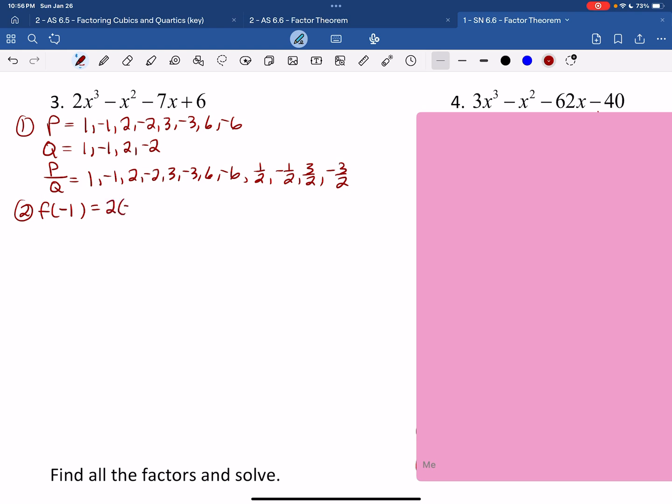So 2 times -1 squared minus -1 squared. Oops, sorry, this should be cubed. Minus 7 times -1 plus 6.